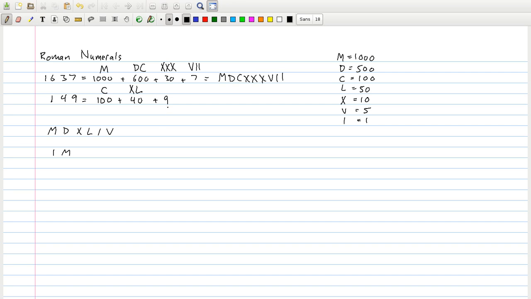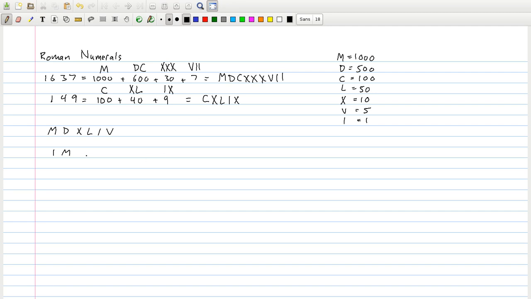The 9 works the same way. We can think of this as 10 subtract 1, or 1 subtracted from 10. So IX will represent 9. Now we can string these letters together. So we've got C, X, L, I, X. That gives us the number 149.